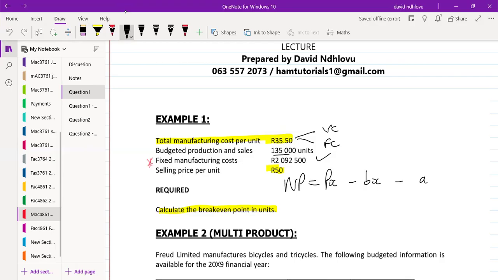So if someone says we change the price to 60, it simply means now you say quantity 135,000, which is X, multiplied by 60, minus the variable cost. Here we said the variable cost are how much, by the way? It was 2,700,000 divided by 135,000, it was 20 rand. Then minus 2,092,500, so you'll be able to get the net profit figure.